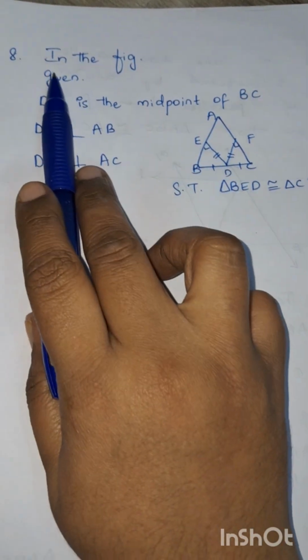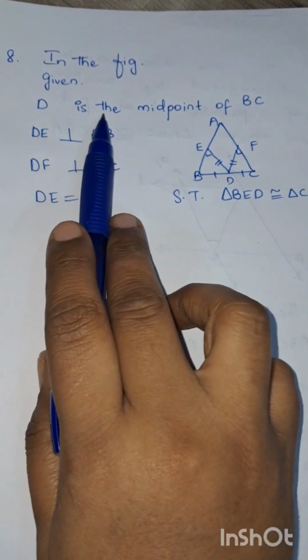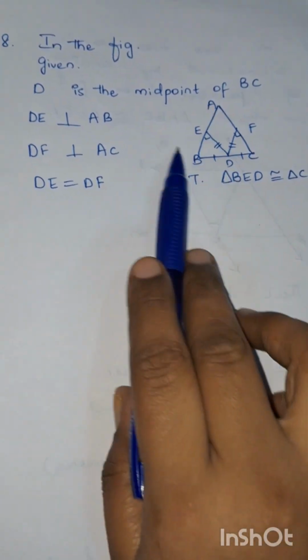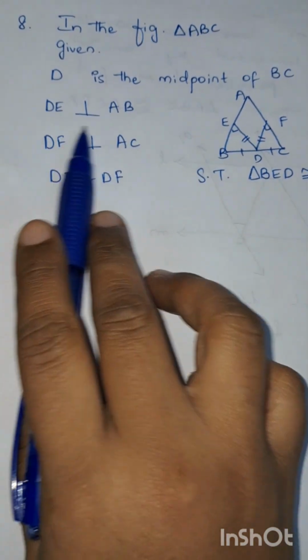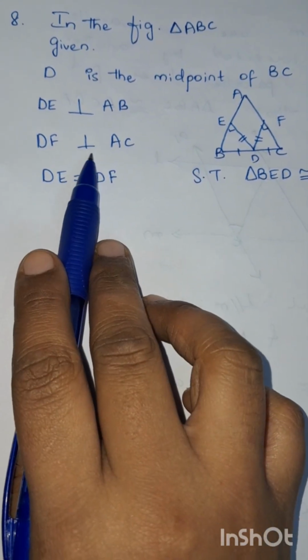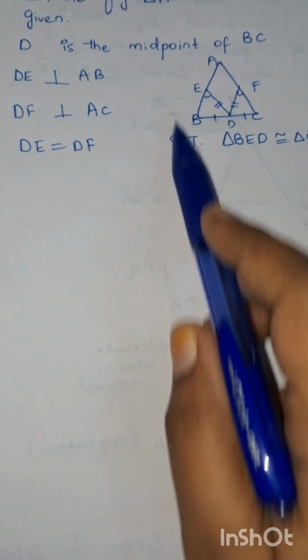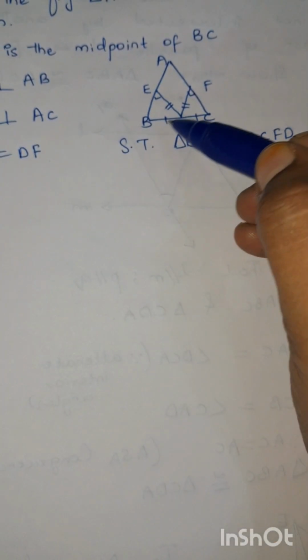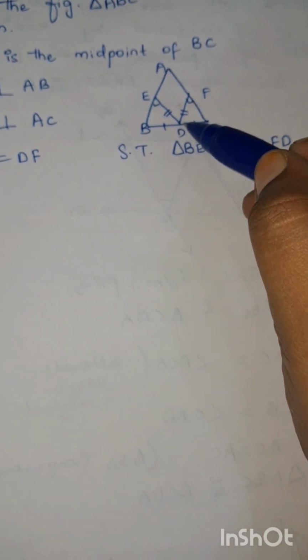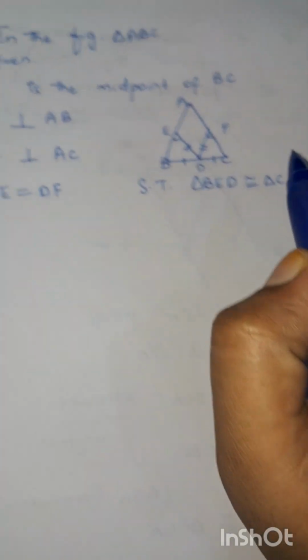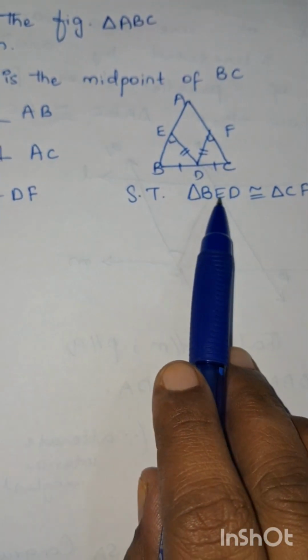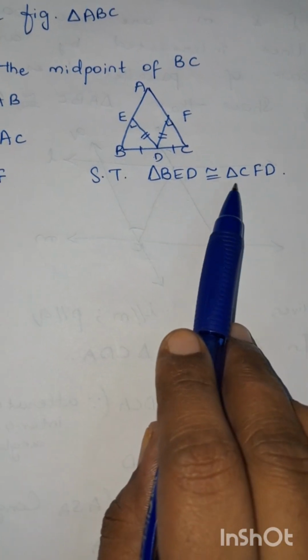So here, eighth question, in the figure given, this is a triangle ABC. In this, D is the midpoint of BC, and DE is perpendicular to AB and DF is perpendicular to AC. DE is equal to DF. In this we have two triangles, BED and CFD. Wherever angles are involved, we should take that alphabet in the middle. You have to show that BED is congruent to CFD.